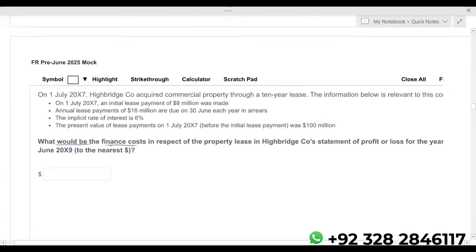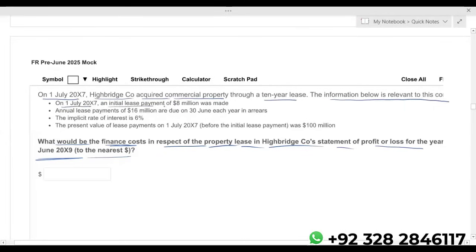What would be the finance cost in respect of property lease in Highbridge Company's statement of profit and loss for the year ended June X9 to the nearest dollar? To the nearest dollar, it means not millions. Okay. On 1st July X7, Highbridge Company acquired commercial property through a 10-year lease. The information below is relevant to this company on 1st July X7.